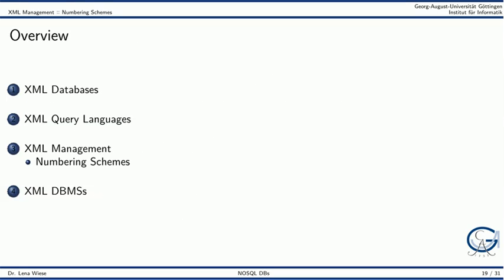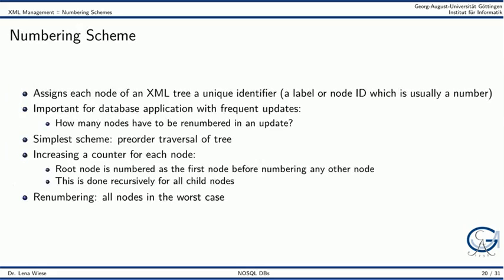Next, we look at some internals of XML management. Numbering schemes are important to assign a unique identifier to each node in an XML tree. When updates are allowed in the XML document, we usually prefer a numbering scheme for which the number of nodes to be renumbered is minimized.